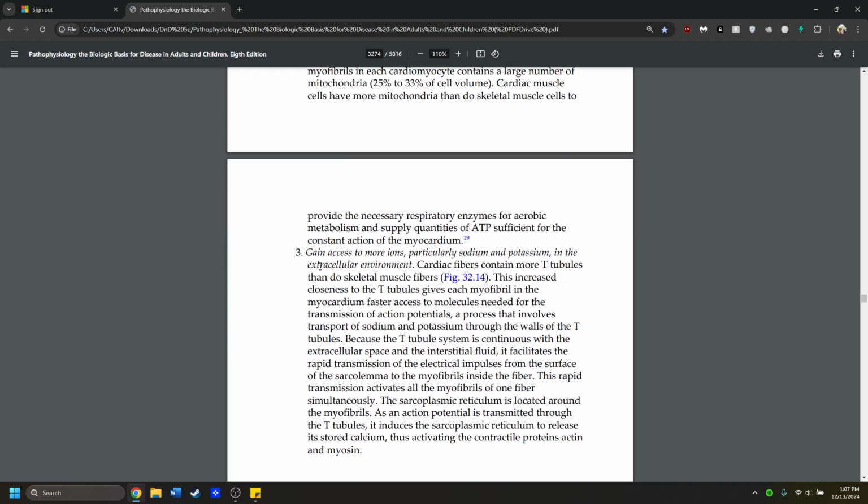And then its third action is to gain access to more ions, particularly sodium and potassium, in the extracellular environment.